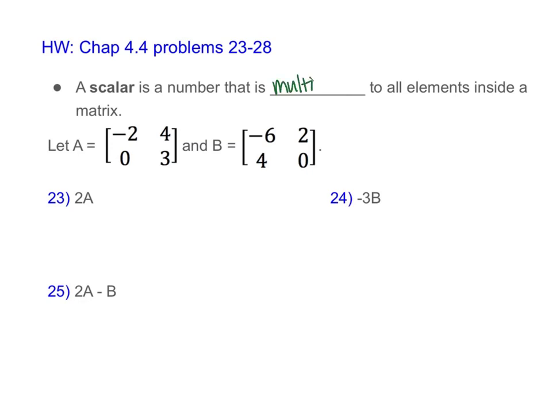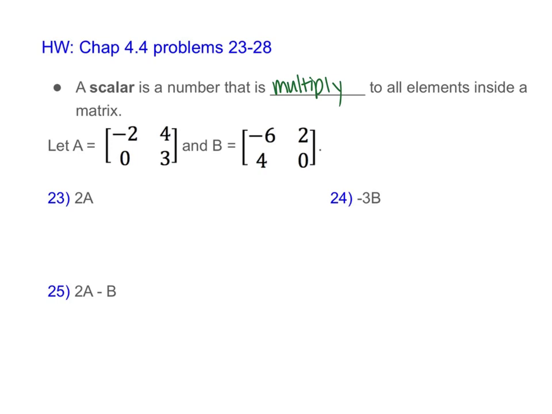So this is multiply. Sorry, my phone is going off. Let me turn that off. There we go. And I spelled multiplied wrong. Multiplied. That is multiplied to all elements inside a matrix.